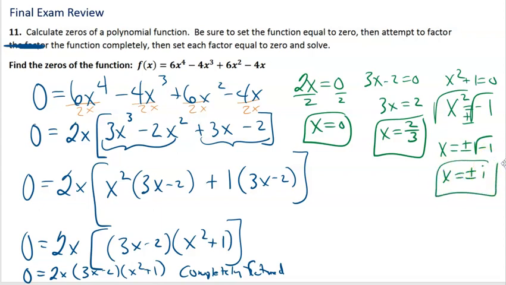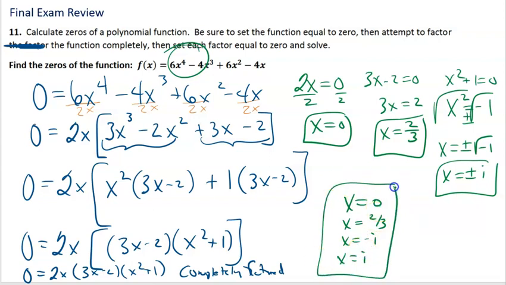Now, how many zeros do I have? Remember, there's 4 of them, right? Because it's a degree 4. So we have them all listed: 0, 2/3, negative i, and positive i.